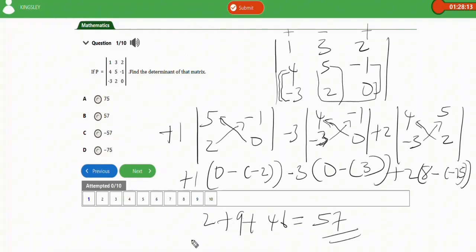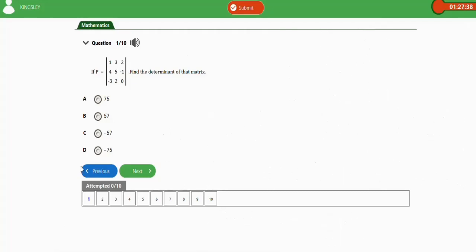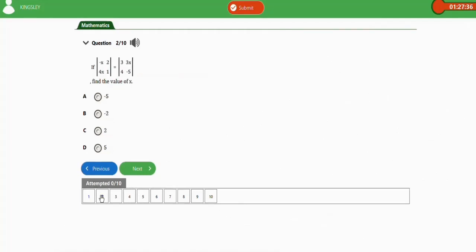Let's wipe this and solve the next question. So guys, for the next question, this is the question we're going to solve next. Okay, so for this question, this is under 2 by 2 matrix. So we are asked to find the value of x. So this question is very, very simple. Let me show you. You bring down the question, you have -x, 2, we have 4x and 1. Okay, then we have equals 3x, we have 4, -5.